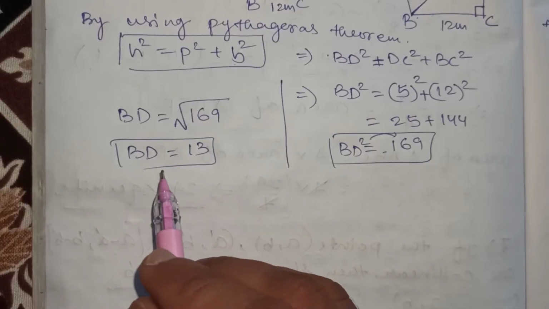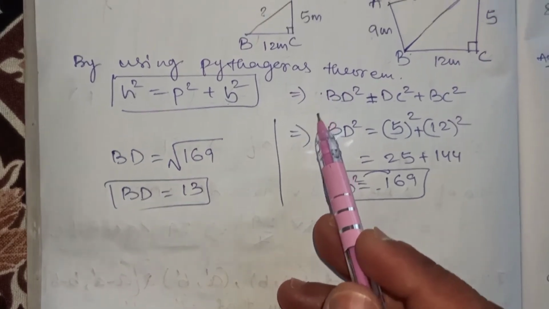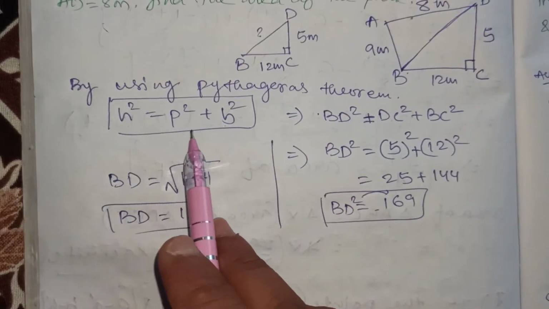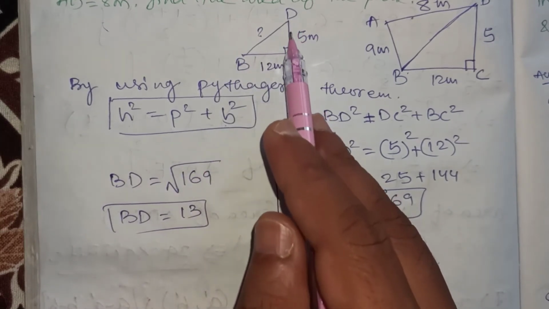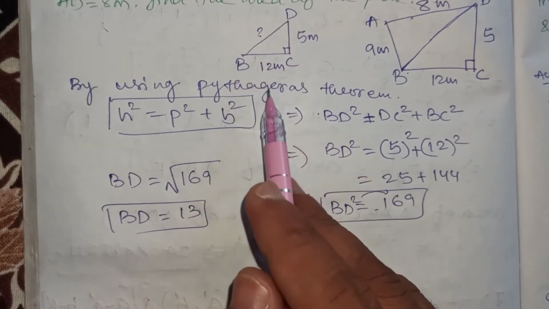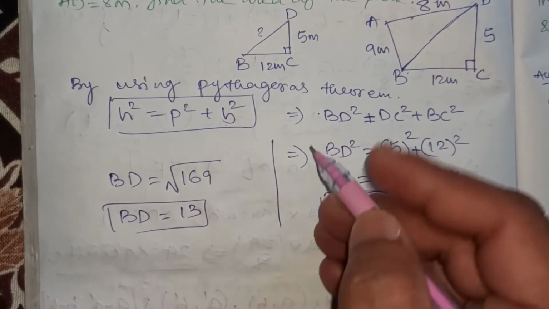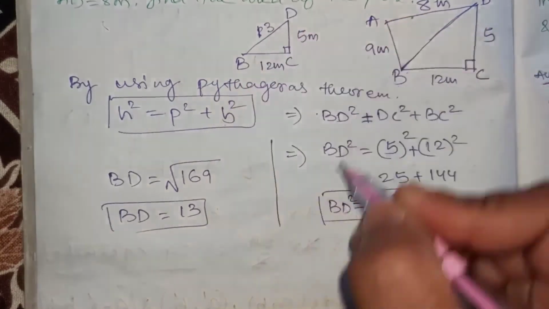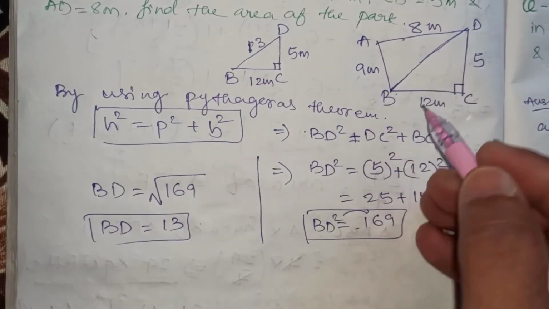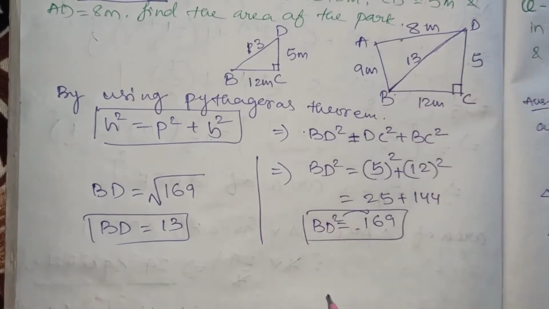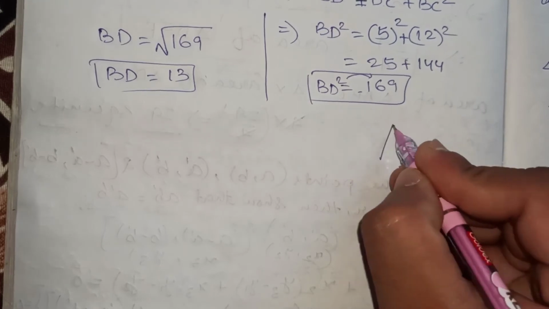You have studied the Pythagoras theorem in your 8th class, that h square equals p square plus b square. H is the longest side, p is the standing line, b is the base. So by using that formula we found the length of BD, that is 13 meter. Now we can apply Heron's formula to find the area of this quadrilateral. This length we got, 13 meter. I will just draw a small diagram here.